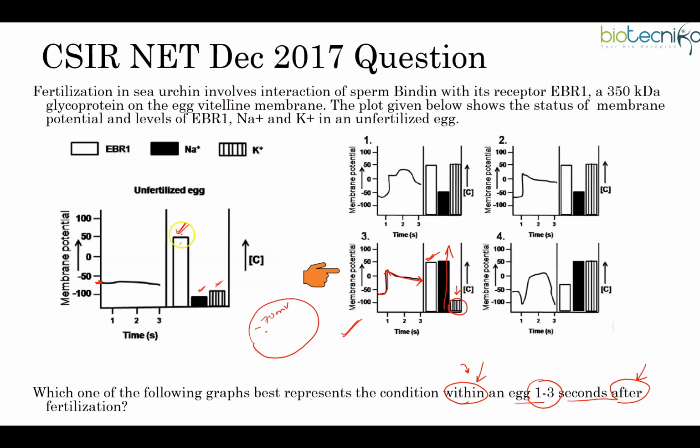CBR1 is unchanged. Later the CBR1 receptors may be lost from the membrane as cortical reaction takes place, but not as fast as within the 1 to 3 seconds. That's why here the correct answer is option 3.